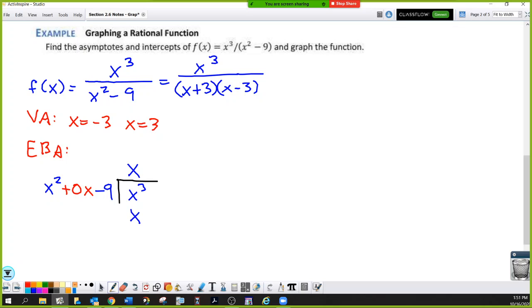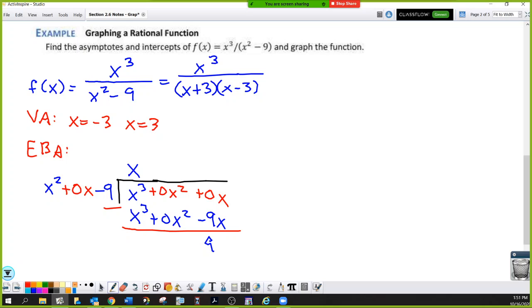We get an x to the third plus 0x squared. Let's just go ahead and throw a 0x squared above it. Minus 9x. Let's throw a 0x above it. Extend our fraction bar, or not fraction bar, but our division symbol. And let's subtract straight down and see what we get. X cubed minus x cubed, 0. 0x squared minus 0x squared, 0. 0 minus negative 9x, positive 9x. And that will be my remainder.